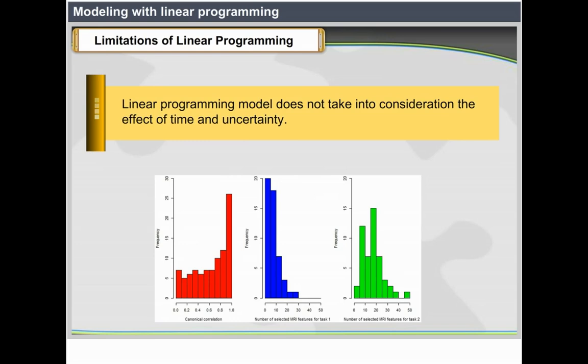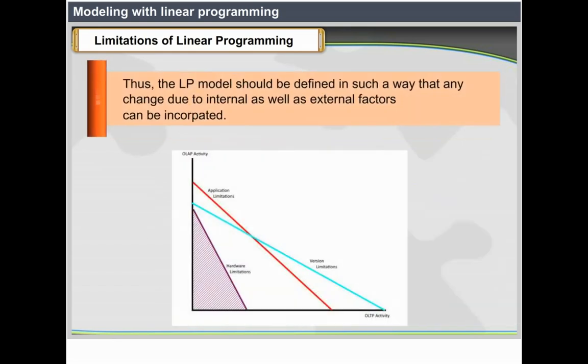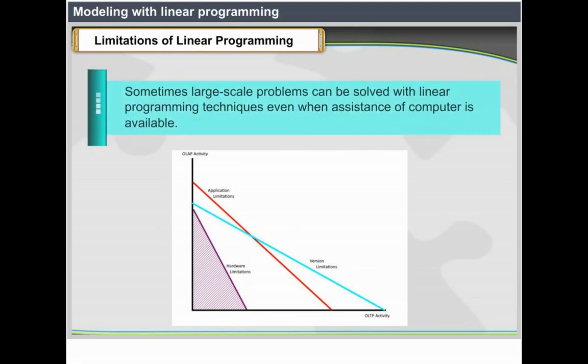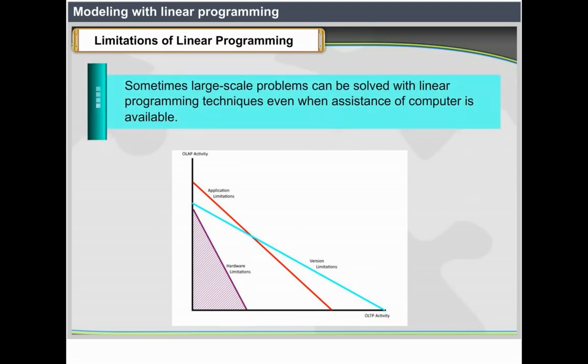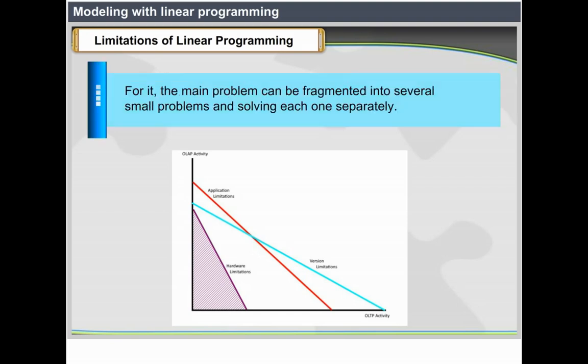Linear programming model does not take into consideration the effect of time and uncertainty. Thus, the linear programming model should be defined in such a way that any change due to internal as well as external factors can be incorporated. Number 4. Sometimes large scale problems cannot be solved with linear programming techniques even when the assistance of a computer is available. The main problem can be fragmented into several small problems and each one solved separately.